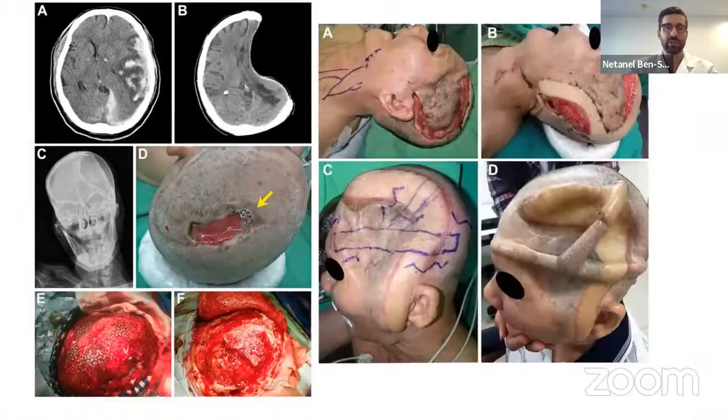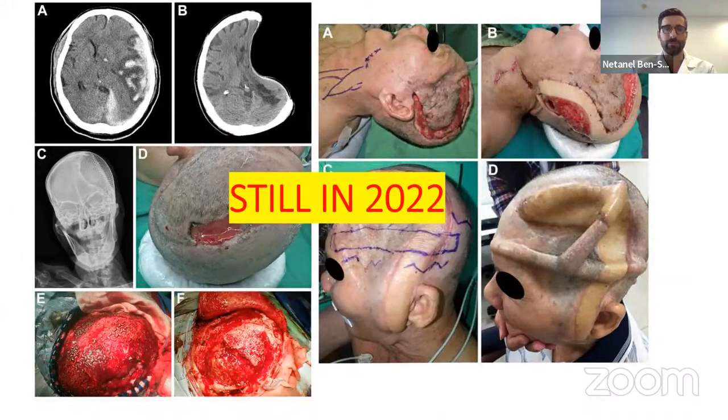This, in fact, is from 2022, a paper I had to review last month, a patient that had a TBI, hemicraniectomy, and exposed mesh, and this is how he was reconstructed. The right lower bottom shows you how a patient in 2022 is getting reconstructed after a failed cranioplasty. This is unacceptable in 2022.